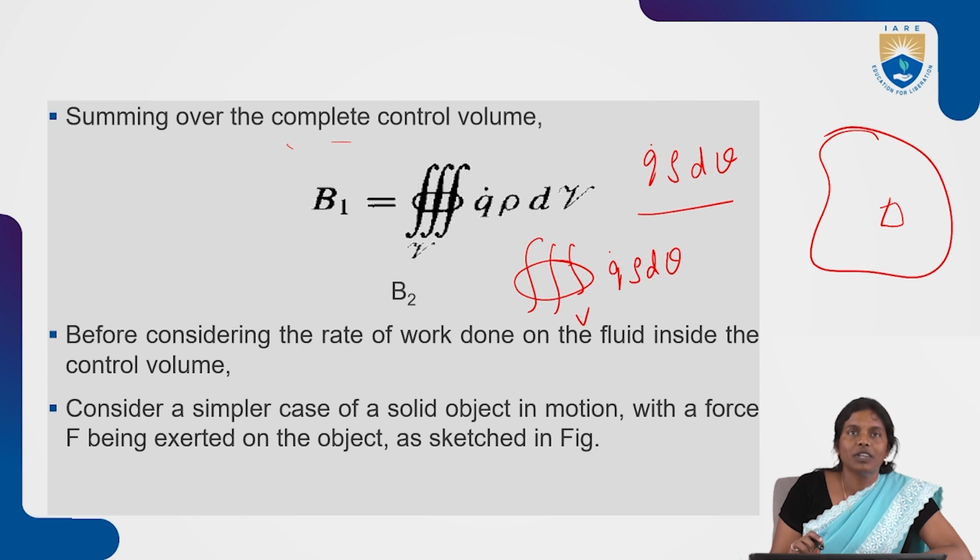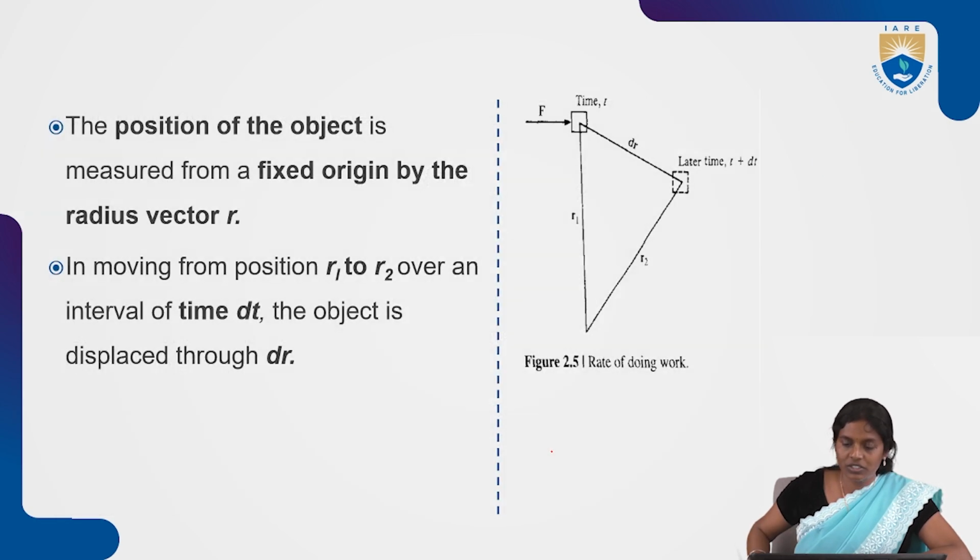Now we are going for the next term. So what is the next term? Rate of work done on the fluid inside the control volume. So now we will consider a simple case of a solid object in motion with a force F being exerted on the object as sketched in this figure.